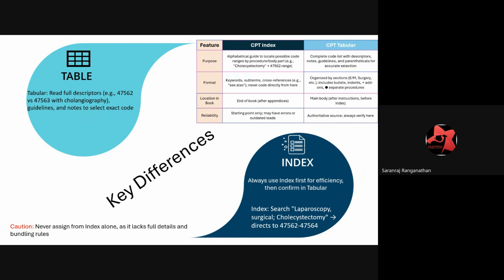In the tabular column, whichever is very precise, whether it is simple or complicated, or one view, two view or three view, whichever is specifically related to my documentation, that I need to take. That is the major difference between the index and tabular. The index, by using the subterms, main terms or cross reference terms, will take you to that range of codes. Once you know the range of codes, I will go to the tabular column, where I have separate sections for each CPT range, and I take the code from the tabular column as the final code. That is the key difference.